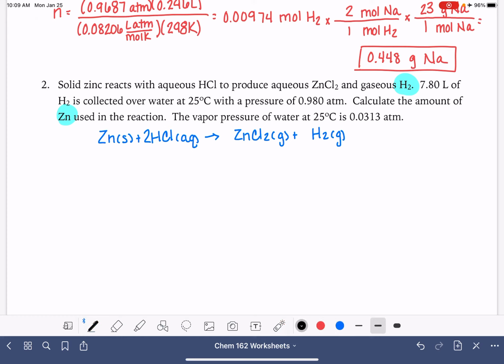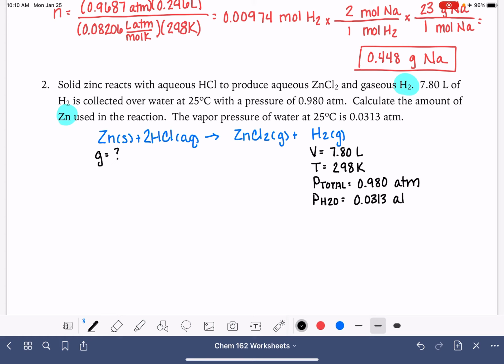Let's write down the information from the problem. It's telling us that we have a volume of 7.80 liters of hydrogen gas, a temperature of 25 degrees C or 298 Kelvin, and a total pressure of 0.980 atmospheres. Calculate the amount of zinc that is being used. The vapor pressure of water is 0.0313 atmospheres. So first thing we should do is calculate the partial pressure of the hydrogen gas.